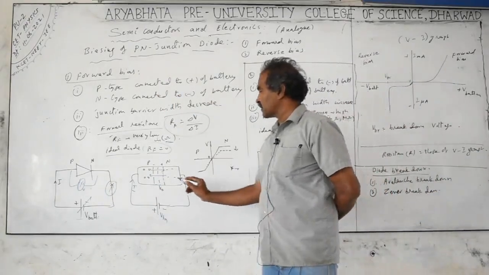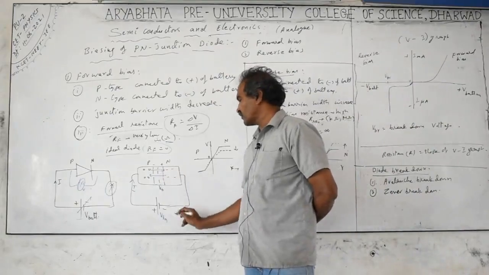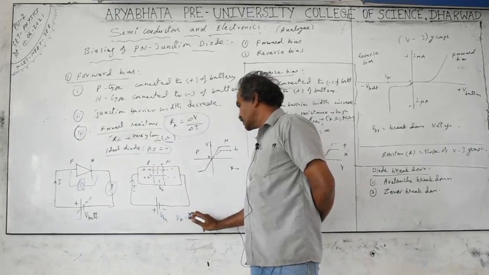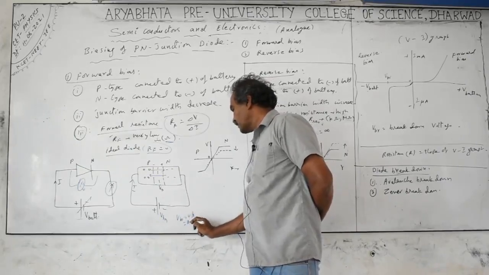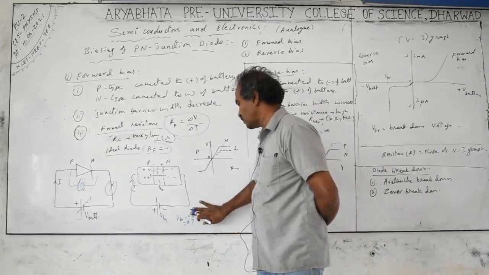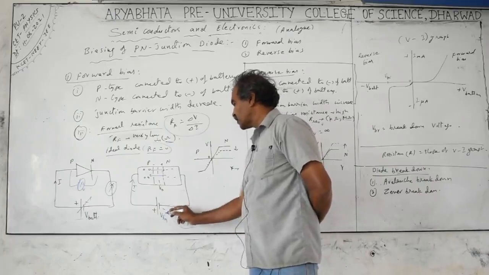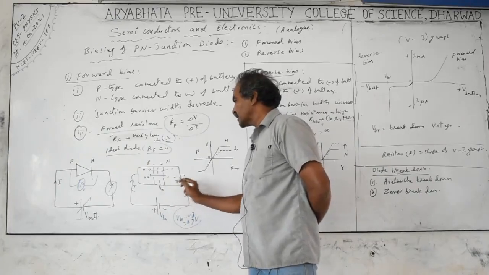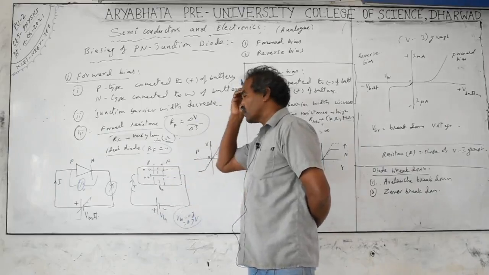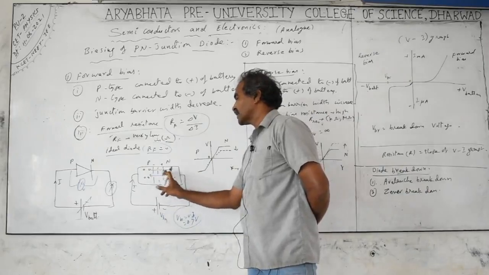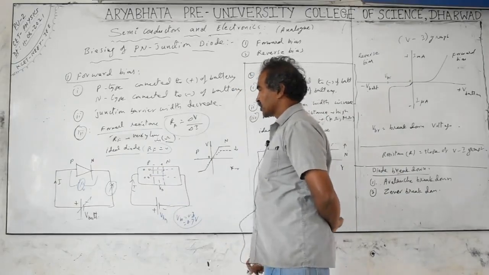At the junction, the barrier voltage, VB, is equal to 0.3 volts for germanium and 0.65 to 0.7 volts for silicon. So the battery voltage should be more than this barrier potential, and only then does current pass through. If the battery voltage is less than this barrier potential, then current cannot pass across the junction.